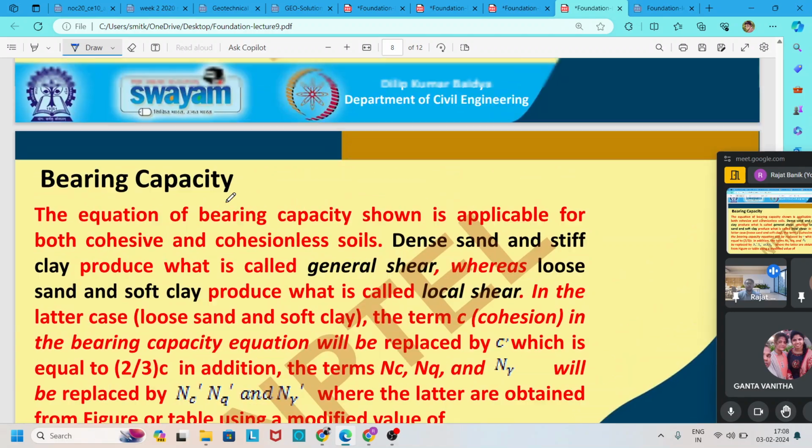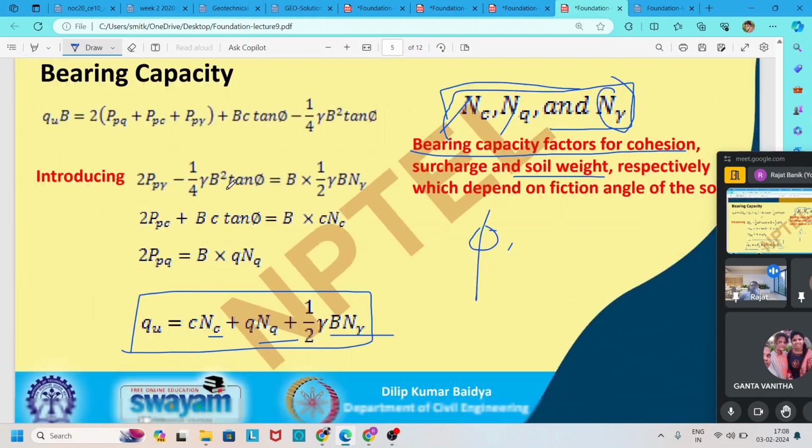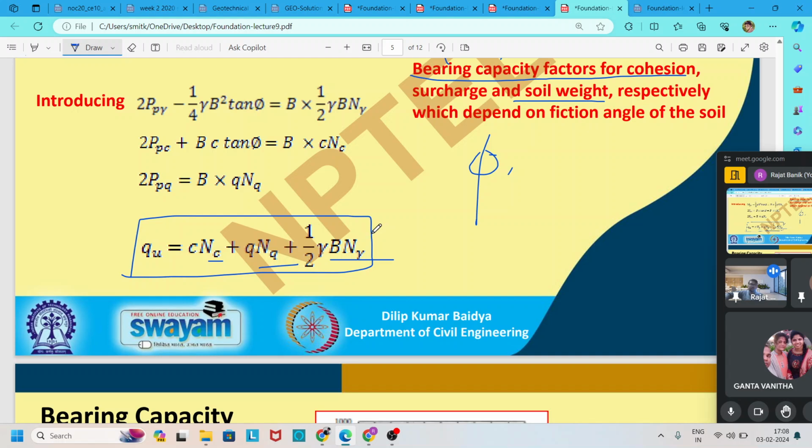Here the above formula is given, which we have derived by Terzaghi. It is given for the general shear failure. You remember this?